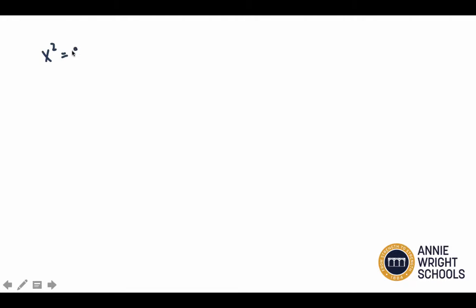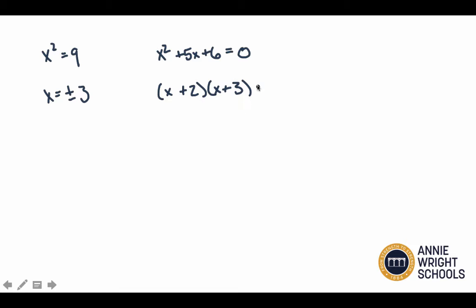x squared equals 9. You can solve for x because you can just take the square root of both sides and get x equals plus or minus 3. Then we had this problem, x squared plus 5x plus 6 equals 0. And we could solve this because we knew there were factors of 6 that added to 5. And we could factor this to x plus 3 times x plus 2. And then we could say x plus 2 equals 0, x equals negative 2. Or we could say x plus 3 equals 0, x equals negative 3.